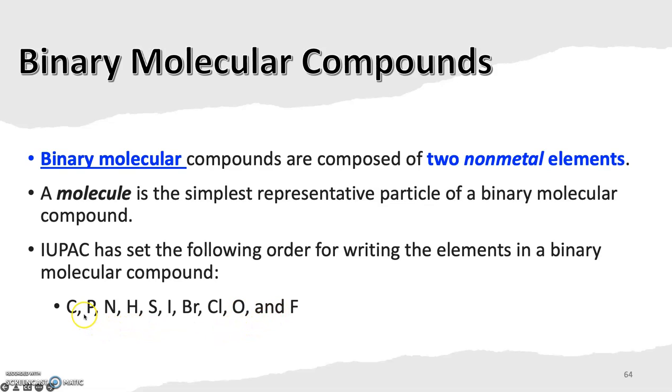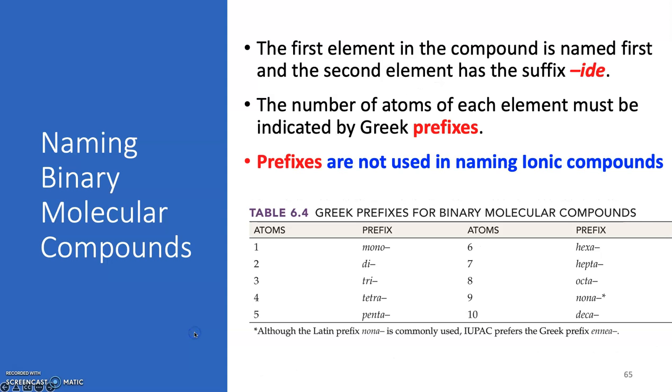If you have a compound containing hydrogen and bromine, you have to start with hydrogen first and bromine later. You cannot put bromine first. So you have to write HBr, not BrH. That's what it really means.